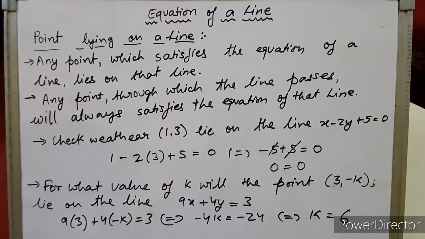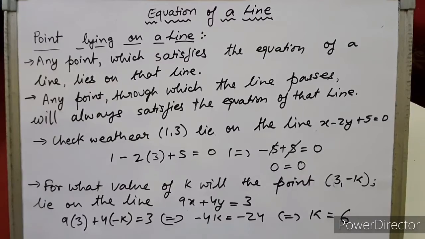Children, today we are going to start with the chapter Equation of Line. In this chapter, the first basic concept that we are going to study is a point which is lying on a line, or a line which is passing through the given point. How are we going to show that a particular point is lying on the line, or a particular line is passing through the given point?